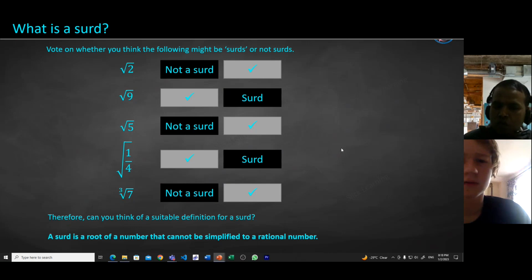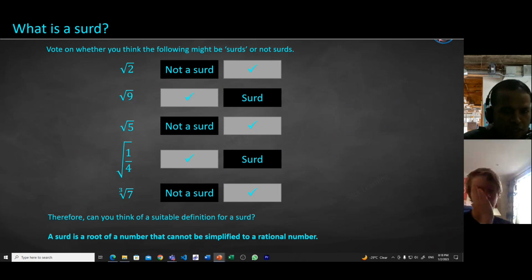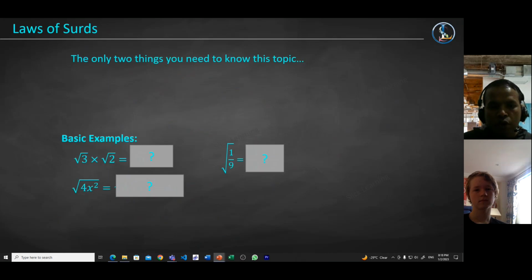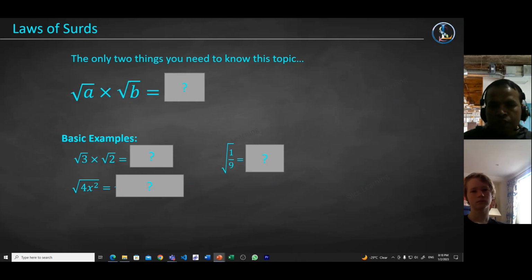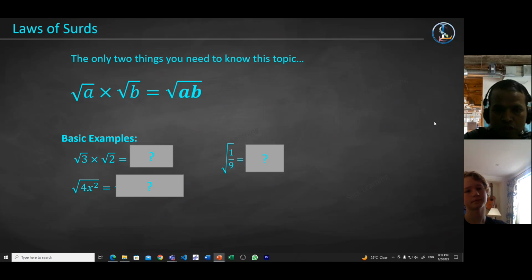So simply we can define it: a surd is a root of a number that cannot be simplified to a rational number, or you can say all irrational numbers are in the form of surd. There are two most important laws of surds. If there is a square root a multiplied by a square root b, we can write it in this form, square root ab, to simplify it.